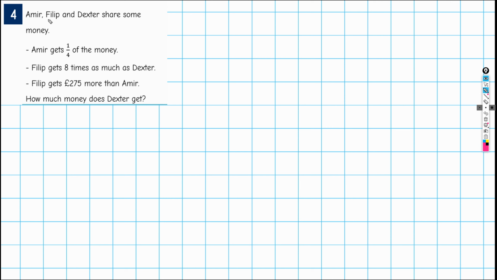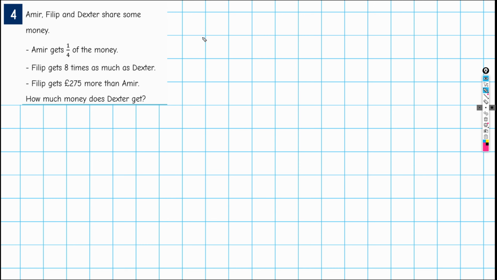Right, so Amir, Philip and Dexter share some money. Amir gets a quarter of the money. Philip gets 8 times as much as Dexter. Philip gets £275 more than Amir, and we're asked how much money does Dexter get? So we've got A, F, and D.